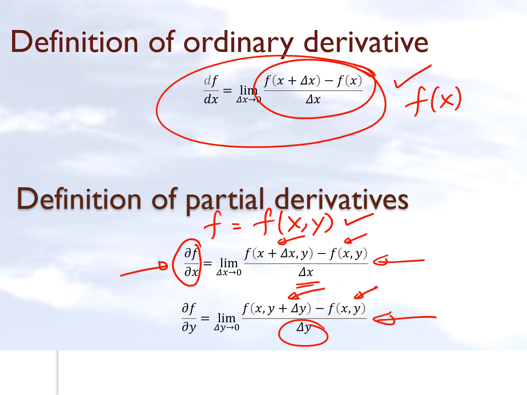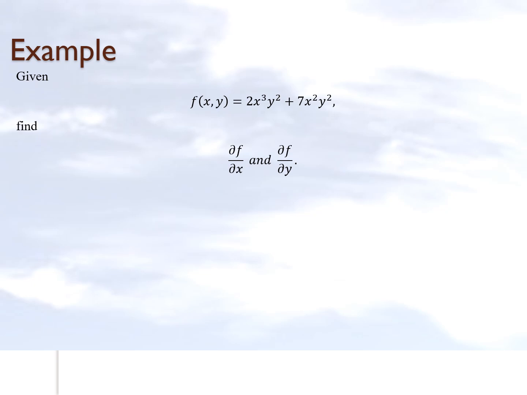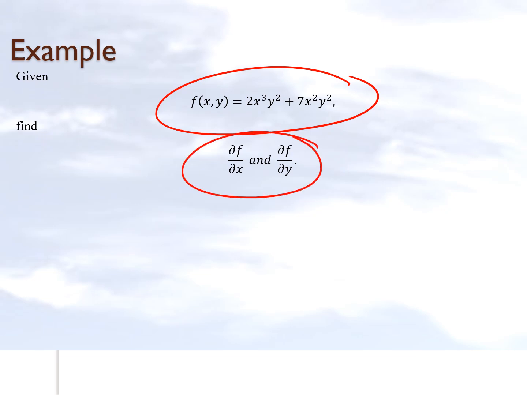Let's go and take an example. So here is a function given to us, which is a function of x and y, and we're asked to find the partial derivatives with respect to x and y. Let's do del f by del x first, and then we'll do del f by del y.